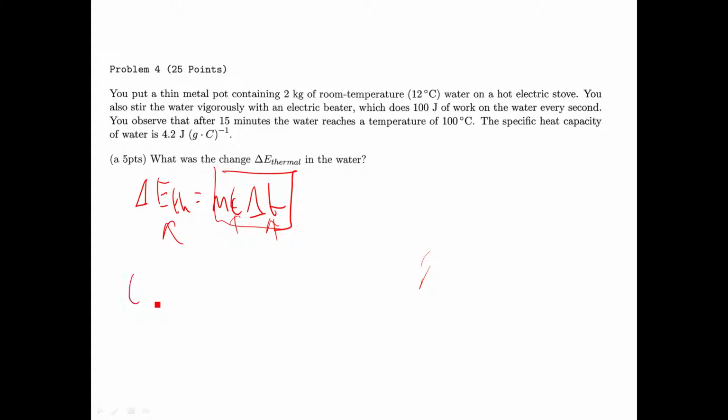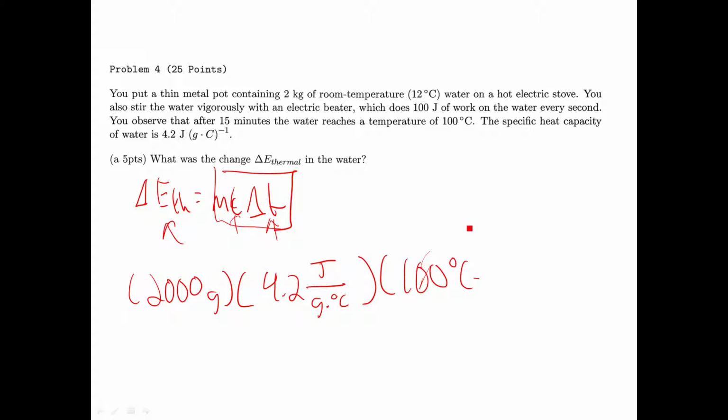We have the thin metal pot, which we want to convert to grams because the heat capacity is in joules per gram per degree Celsius. So it's 2,000 grams, right? 2,000 grams times the specific heat capacity of water, which is 4.2 joules per gram per degree Celsius, and then we multiply that by our change in temperature, which is 100 degrees Celsius minus 12 degrees Celsius.